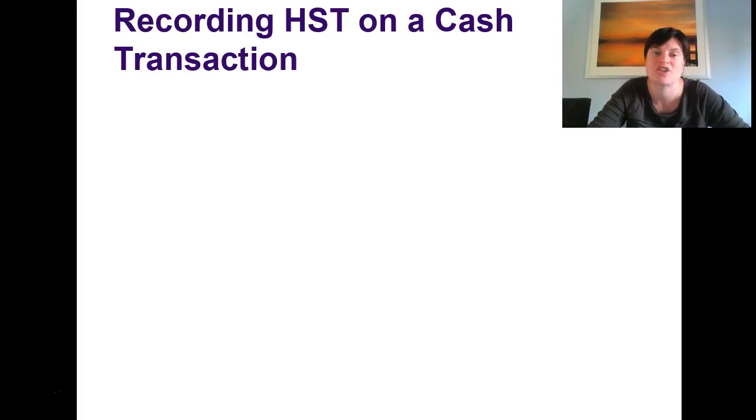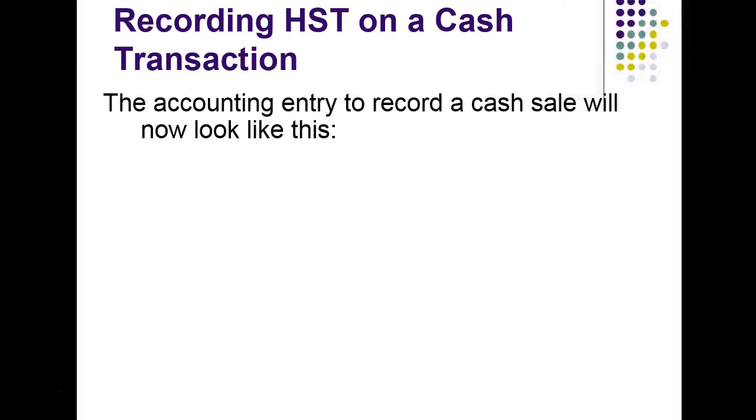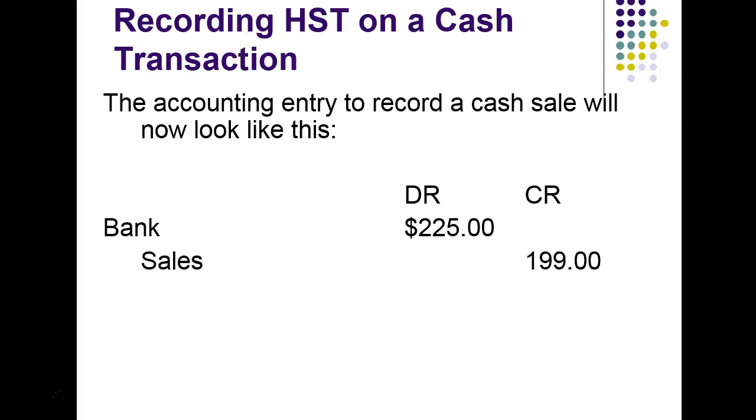So how do we record HST on a cash transaction? Let's say you're a business and you make a cash transaction. The accounting entry for a cash sale will look like this. We're going to still debit the bank. In this situation, we've made a sale. We sold a cell phone for $199 plus HST. When we calculate that, the total is $225.